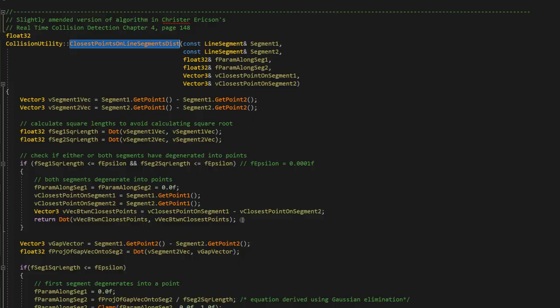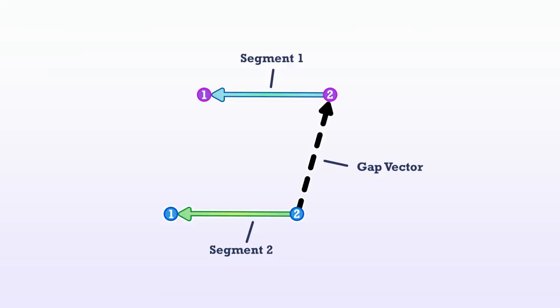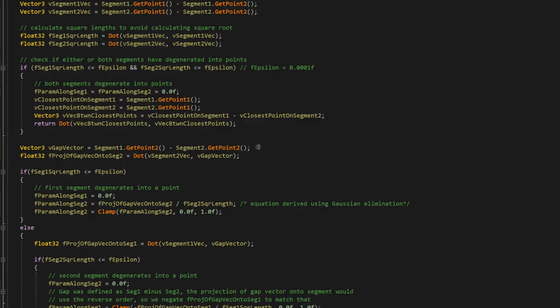We calculate a gap vector between the segment's endpoints. We then use it to calculate its projection onto segment 2, the purpose of which will be explained soon. The next conditional checks if just segment 1 is degenerate. In this case, the parameter along segment 1 would be 0.